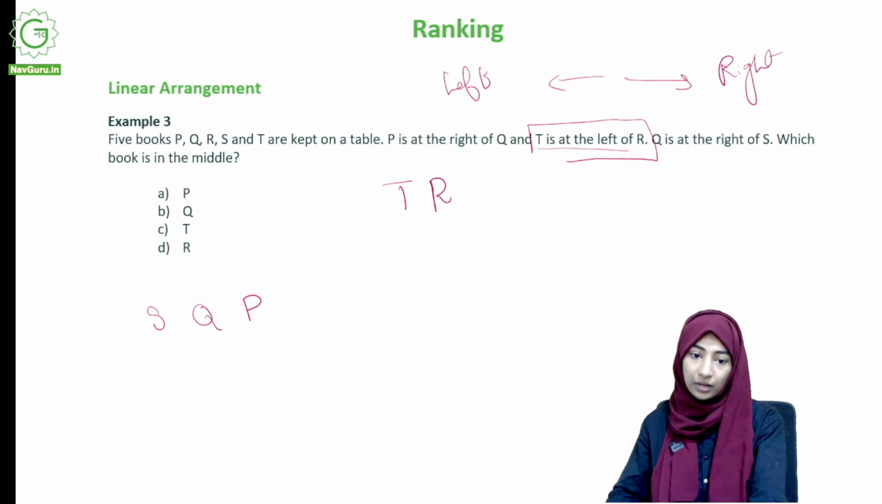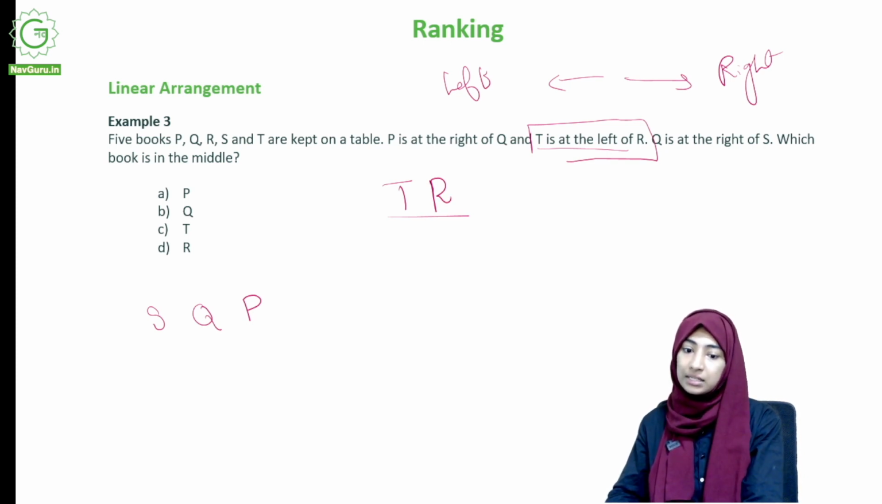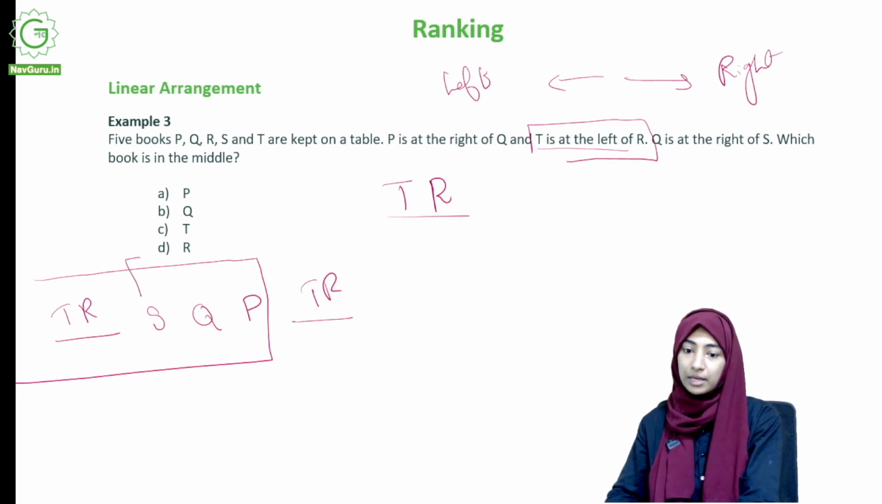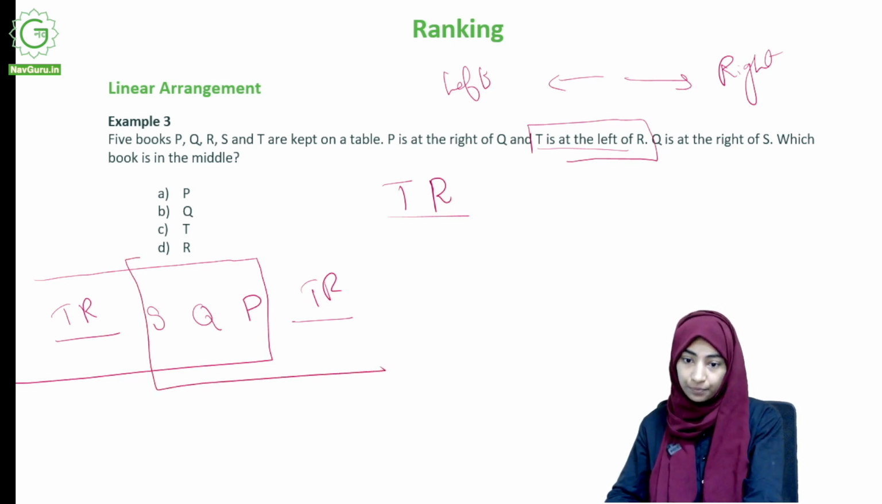T is at the left of R. Okay, this is how the figure is going to be, TR. Now where can TR possibly come? These things we are already given. So either they have to be here or here. So you have 2 cases. One is that the TR would be here or the TR would be here. So either this might be the figure or this might be the figure. We are not sure which.